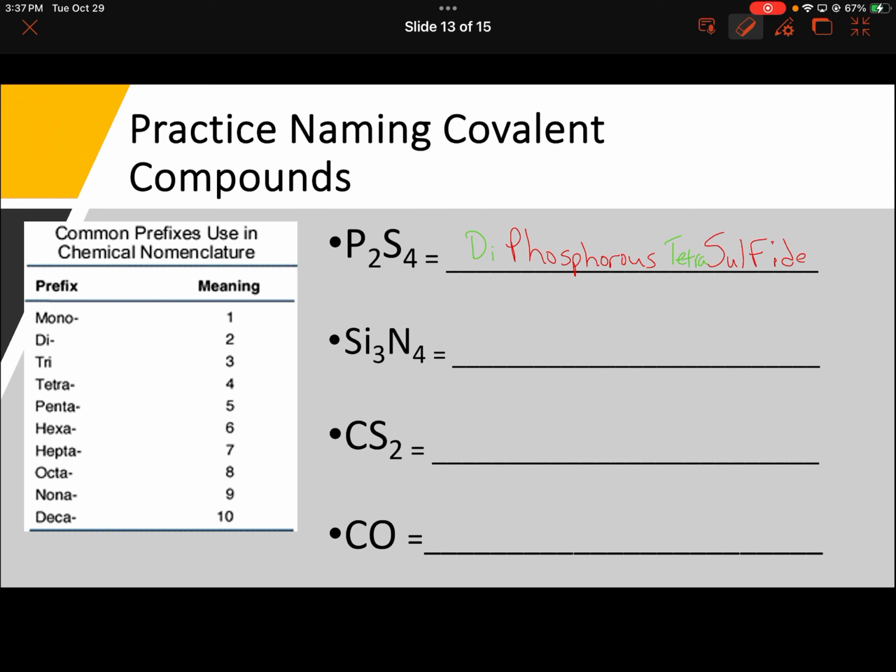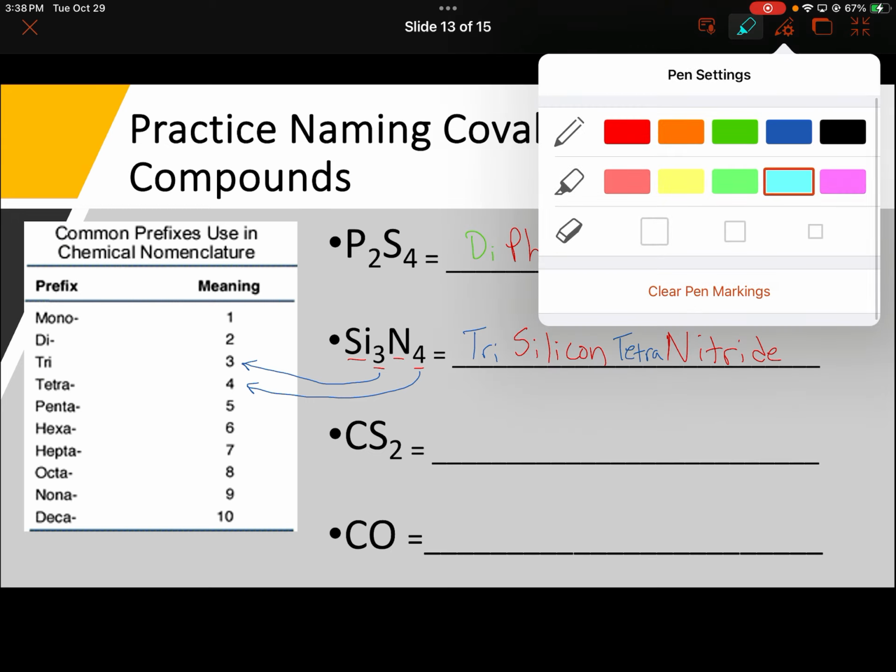So we'll do another one. We'll do that next one, Si3N4. Same idea. Si is silicon, and N is nitrogen. And remember, I'll change that ending to nitride, just like we did before. And now I have to go to my numbers. 3 is tri, 4 is tetra. So I have trisilicon tetranitride.